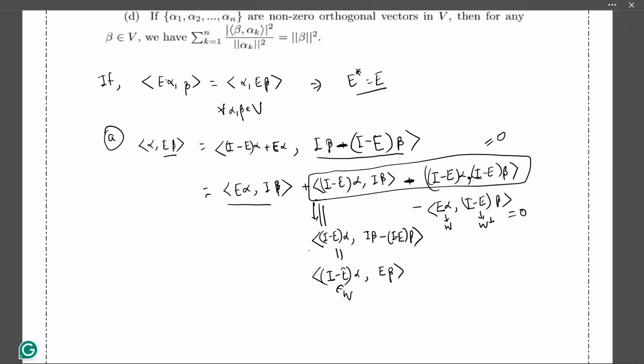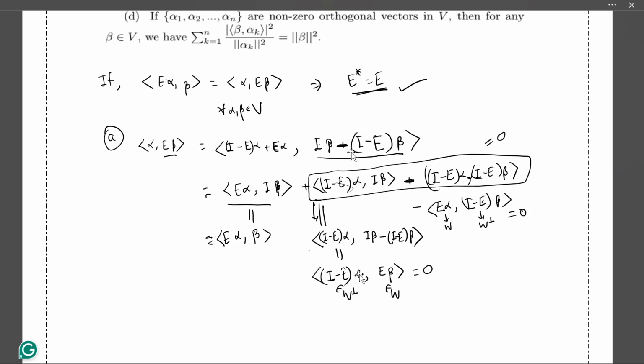Now this belongs to W complement, and this belongs to W. These were orthogonal projections, so this is 0. So what is left is this part only, E alpha and just beta here. I beta is beta. So this is how it is proved. E is equal to E star.